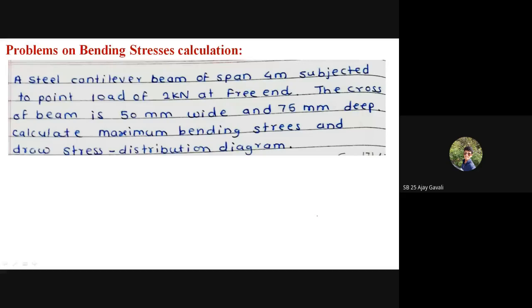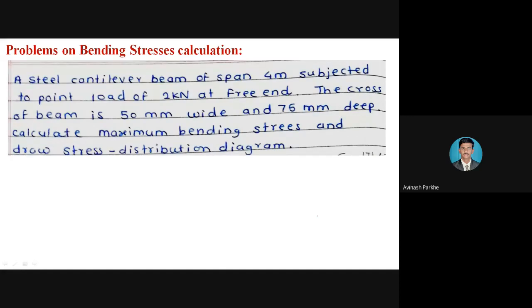Okay. So today we will start with the numericals, or the problems based on the bending stress calculation. In the last lecture we studied all the important formulas which are required to solve the numericals based on calculation of the bending stresses.